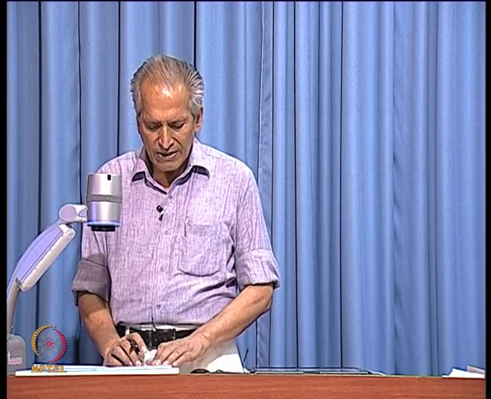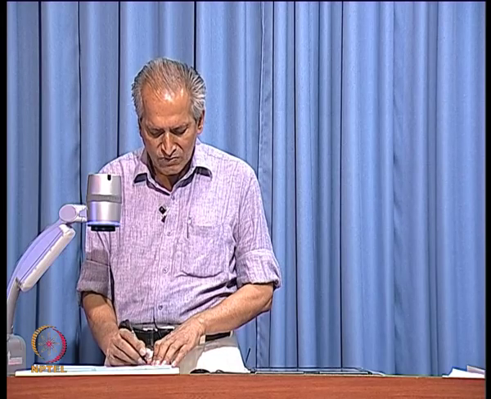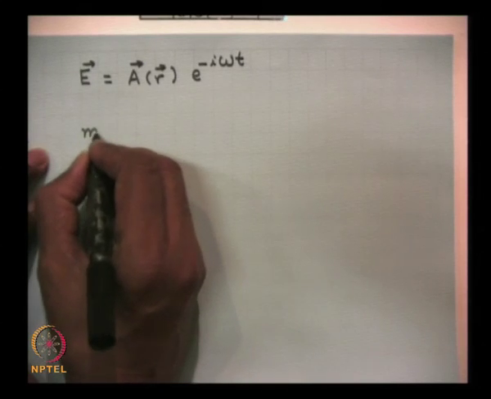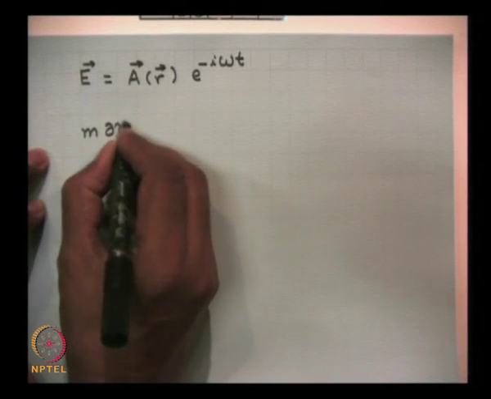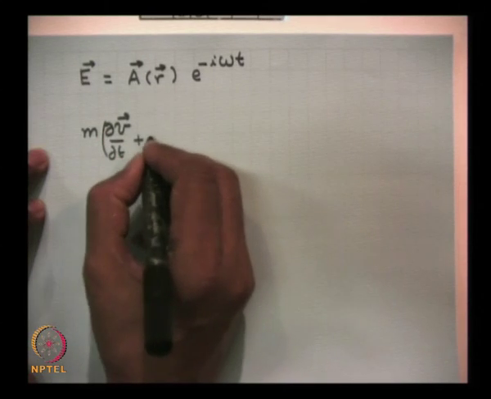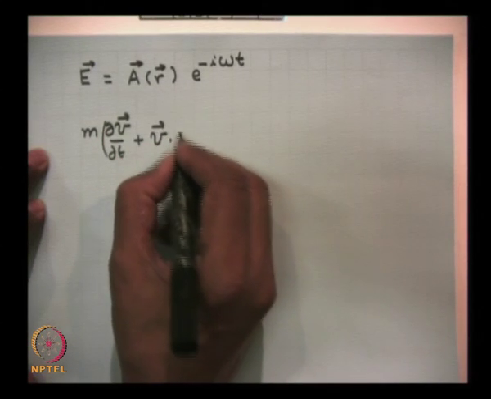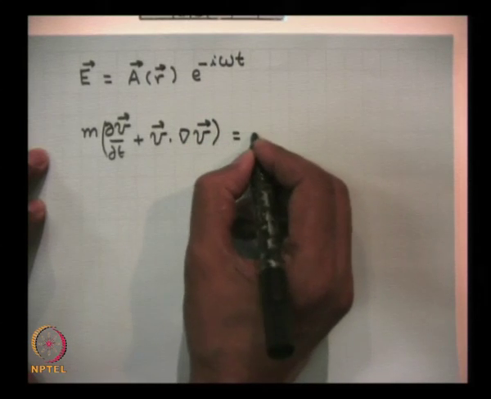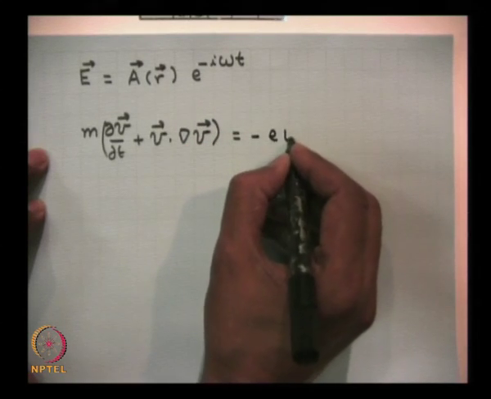For the sake of simplicity, I will ignore collisions, I will ignore the pressure term, anything. Just consider a simple response of a plasma to an electric field of this form. The equation of motion is m (∂v/∂t + v·∇v) is equal to minus eE.